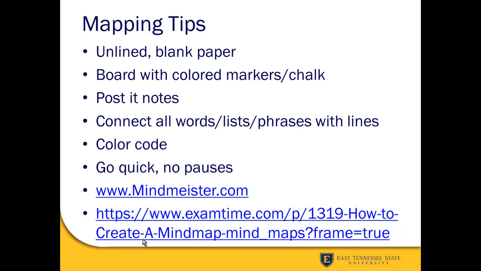When building your map, always start with a clean slate. Use unlined paper or a clean whiteboard or chalkboard, but have colored markers or chalk because color coding does help. Post-it notes are also a great way to create a flexible rough draft, especially if you're weary of technology. But do definitely remember that color coding helps.